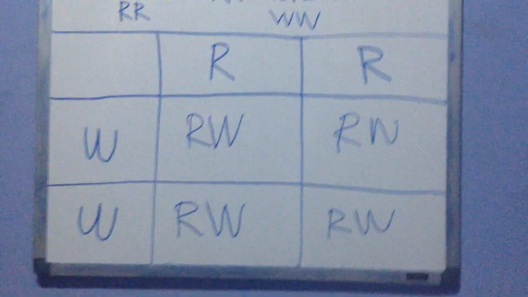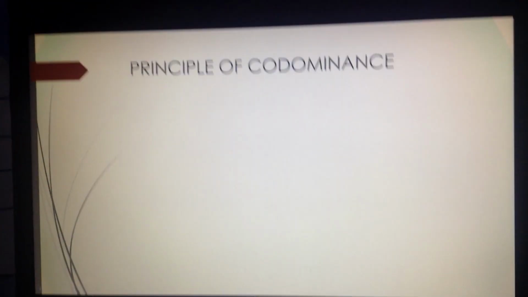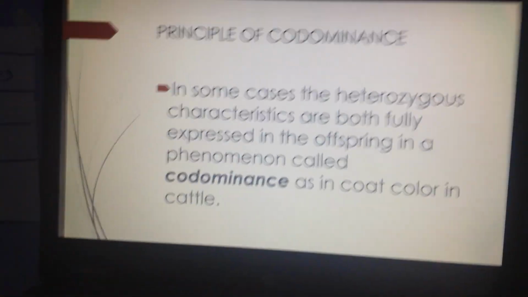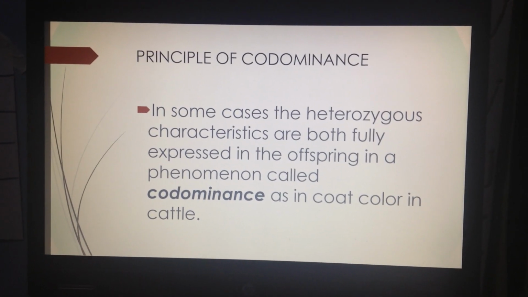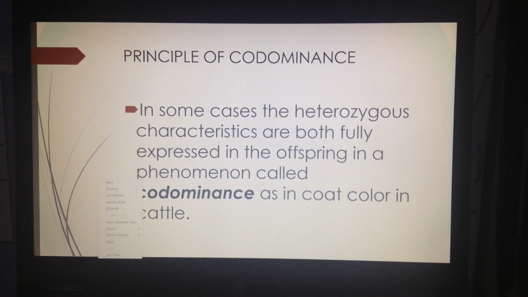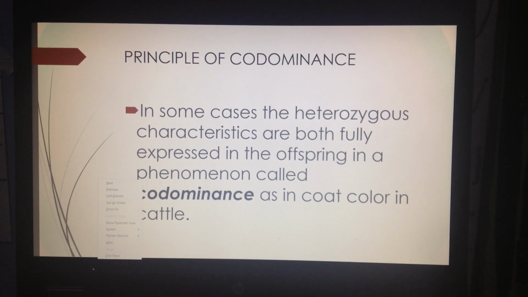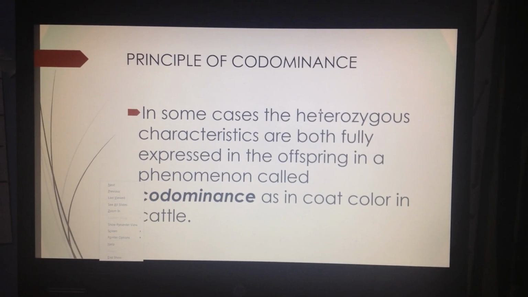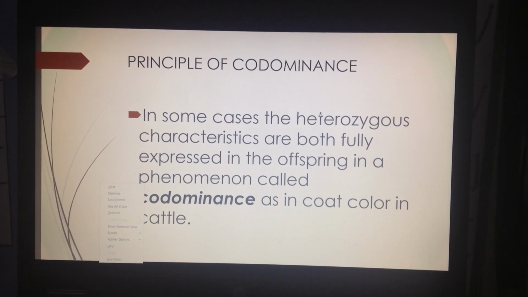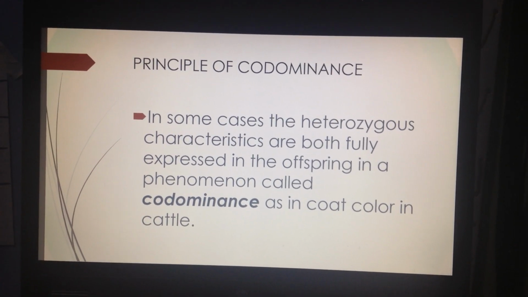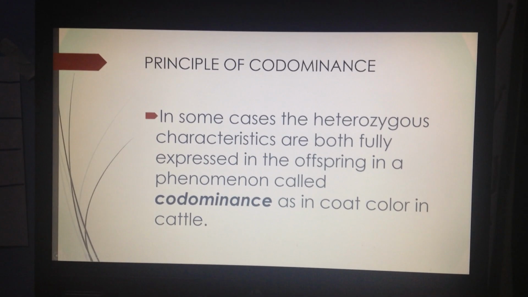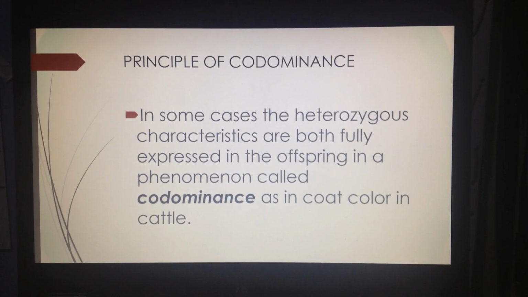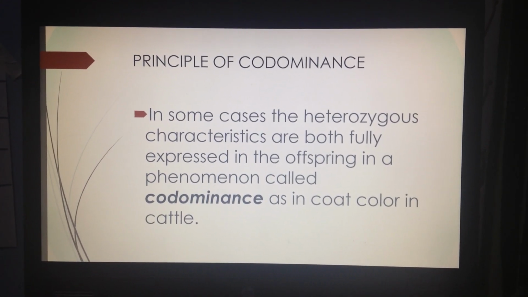So next, we'll move on to the principle of codominance. In some cases, the heterozygous characteristics are fully expressed in the offspring in a phenomenon called codominance, as in coat color in cattle. So, this is where both alleles will be seen and would not blend.